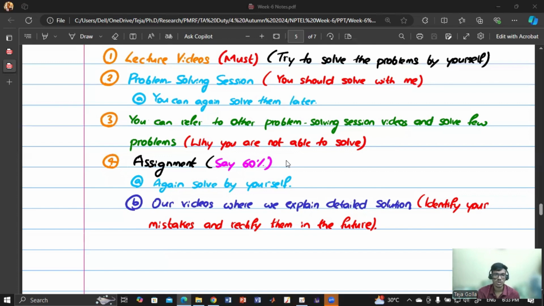When I say similar, it does not mean that they'll change the numbers and give the same question, but a similar model. Say if they have given a voltage source, maybe they could have converted it into a current source. Or say if they have asked for H parameters in the assignment, maybe in a similar way they'll ask for G parameters.